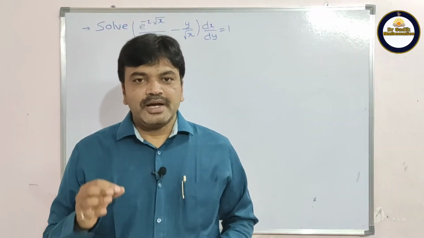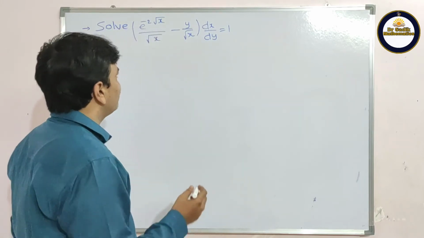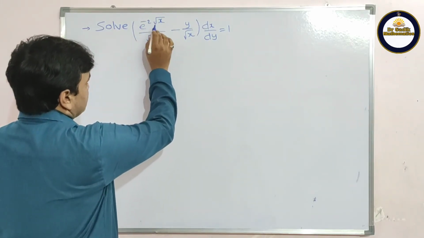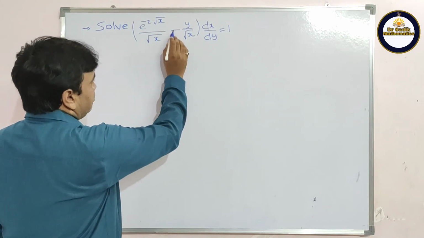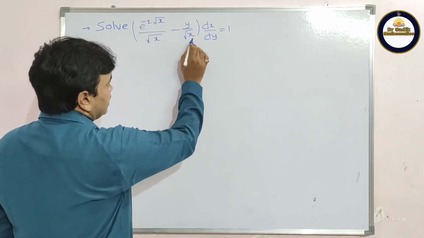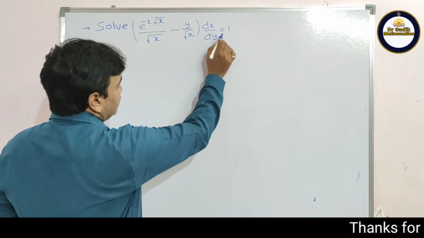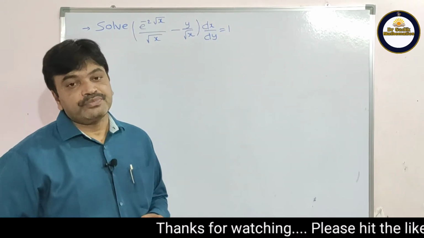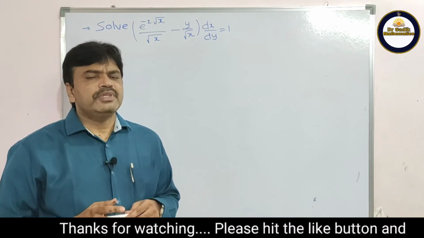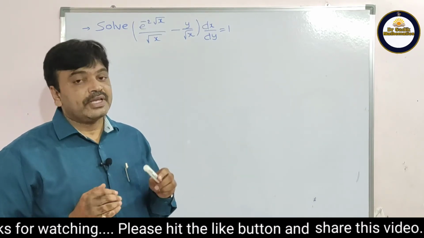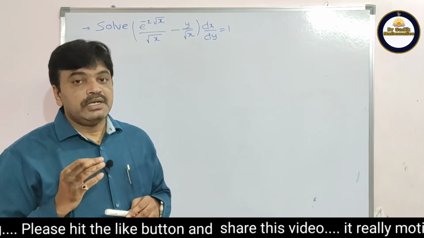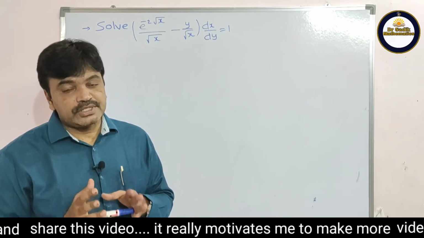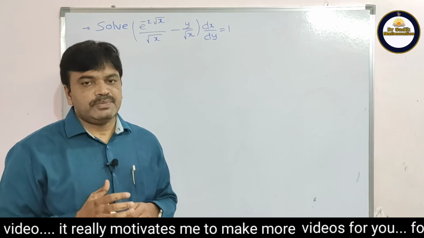Let us see another problem, friends. Solve e power minus 2 root x divided by root x minus y by root x into dx by dy, that is equal to 1. Now this equation also we can reduce into a linear equation, by rearranging the terms. Let us see.